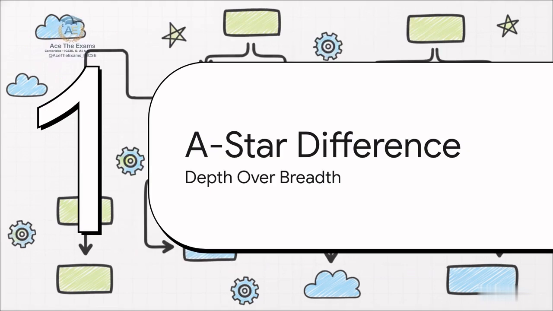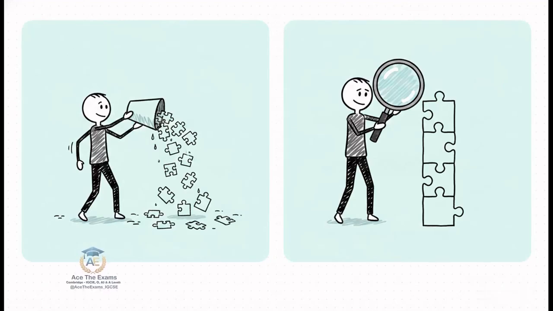Okay, let's jump straight into section 1, the A-star difference, where we talk about why depth will always beat breadth. The difference between Alex's B-grade answer and an A-star answer is entirely about depth. The Cambridge assessment frameworks target distinct cognitive domains. Basic knowledge and understanding are just your baseline. They get you in the door. But application and analysis, that is where the real points are won, especially in 9618 and 9626. You have to decode the command words. Does the prompt say state, describe, explain, or evaluate? Because each one of those requires a totally different level of explosive power.